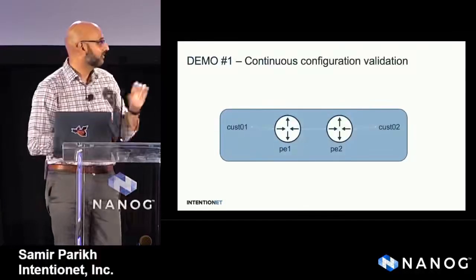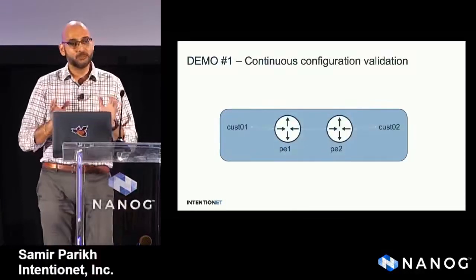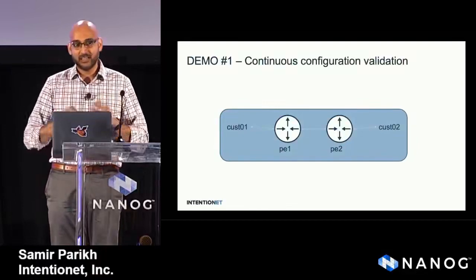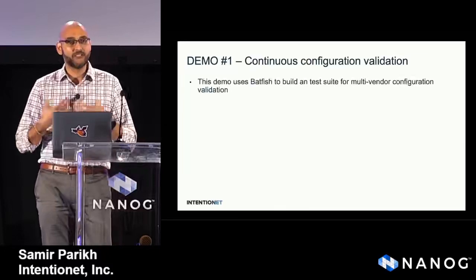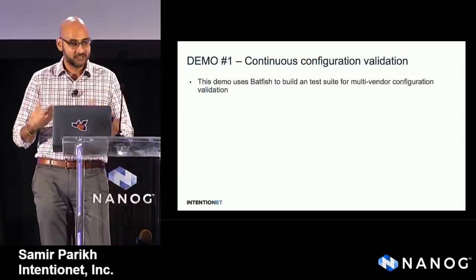So demo number one, this is our basic network scenario. I've got a small network. I've got two peering devices. I'm talking to two different customers. And what I want to do is validate my policy towards these customers.